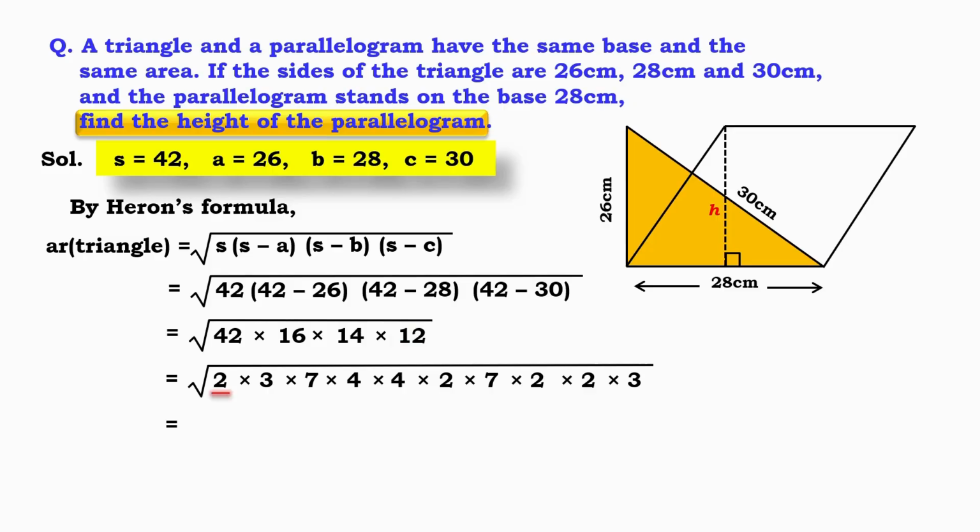Now we will try to figure out the pairs. So we are taking 2 pair, so 2 will come out. Whenever we make a pair, that will come out of the square root. 3 is making a pair, so it will come out. 7 is also making a pair, so it will come out. Now 4 is making a pair, so it will come out. That 2 is making a pair, so it will come out. Okay, so we have covered everything, and we can see this is a perfect square. So the area of the triangle will be, if you multiply, 336 centimeters square.